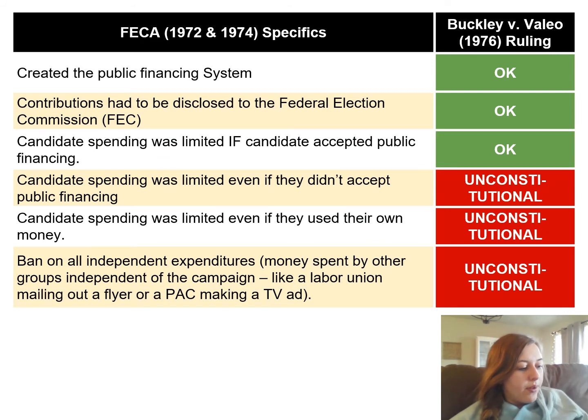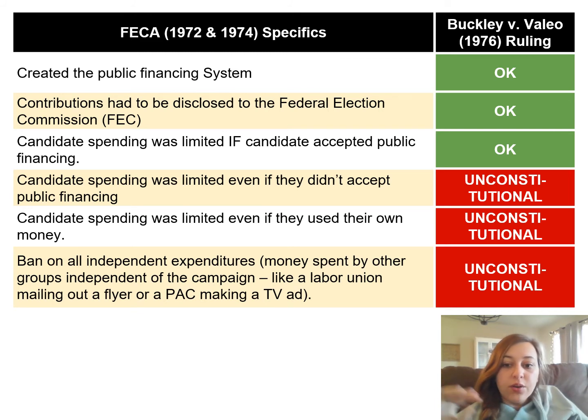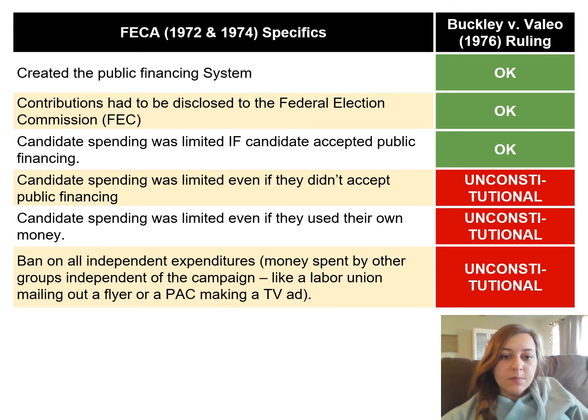So we'll look at a couple of different campaign laws. The first is the Federal Election Campaign Act. It was passed in two parts. It's the act that creates this public financing system, so presidential matching funds. Contributions also had to be disclosed to the Federal Election Commission, so we have this part of the bureaucracy that's kind of overseeing donations to campaigns, and we limit candidate spending if a candidate accepted public financing.